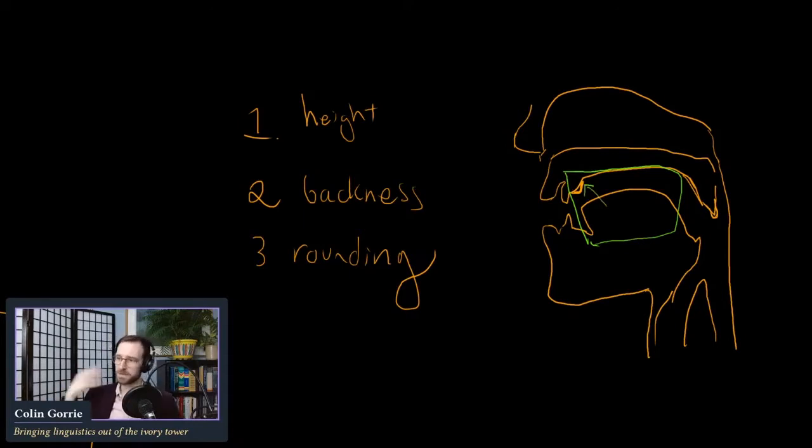If you're following along at home, you can do this too. Just make an "ee" sound, and then be aware of where your tongue is positioned in your mouth as you're doing this. So "ee", and then contrast it with something like "ah". And what's going on with your tongue when this happens? Well, your tongue is doing two things when you transition from "ee" to "ah". The highest point of the tongue is going down, and it's also going back.